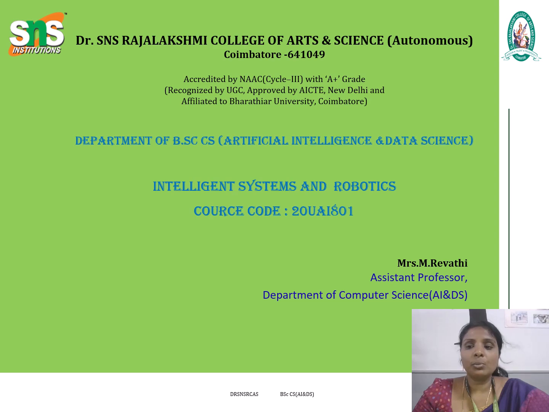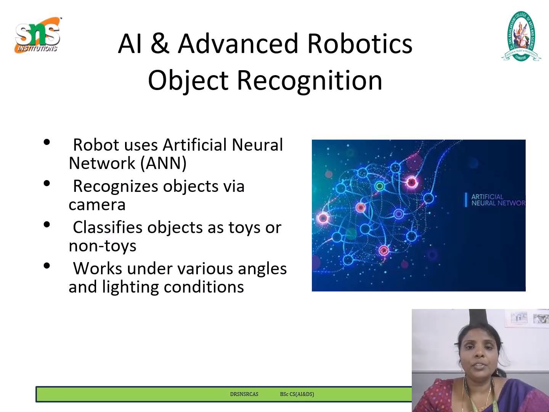In this series, today we are going to discuss artificial intelligence and advanced robotics. Advanced robotics combine intelligent algorithms with mechanical systems to create adaptive autonomous machines. They enable robots to learn from data, recognize objects and make decisions in real time. This integration allows robots to perform complex tasks in dynamic environments, like identifying toys using a camera and AI. The advanced robotic techniques are object recognition, speech recognition, decision making, neural networks, and artificial personality. So we will see one by one.